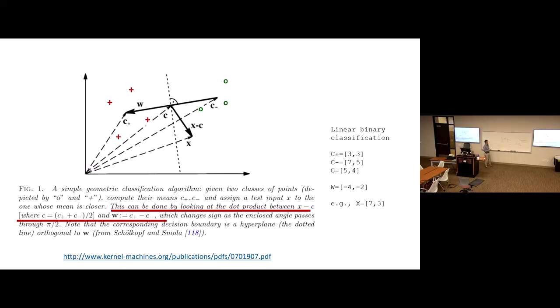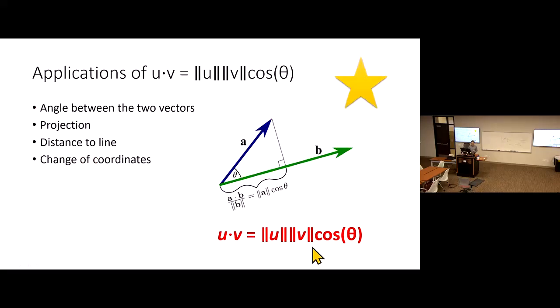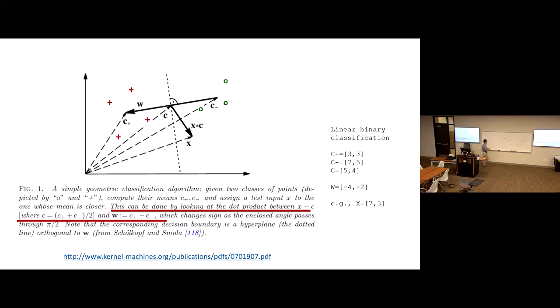So this dot product will tell us the angle, okay? It will tell us the theta. Especially if you normalize by their norm, x minus c. So we are using this theta. If it is positive, then it belongs to this. If negative, it belongs to that. Okay?